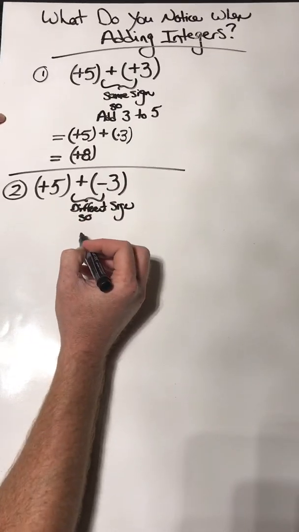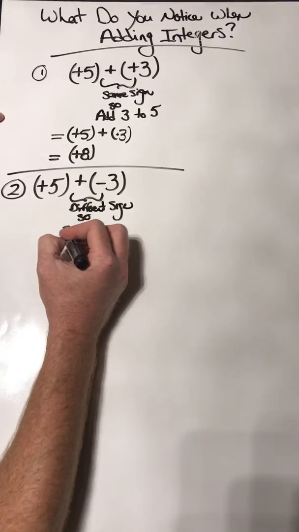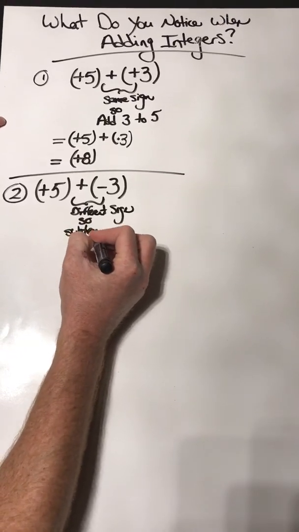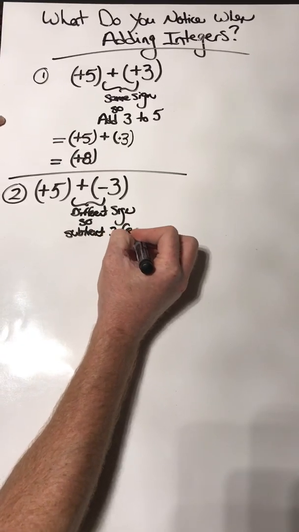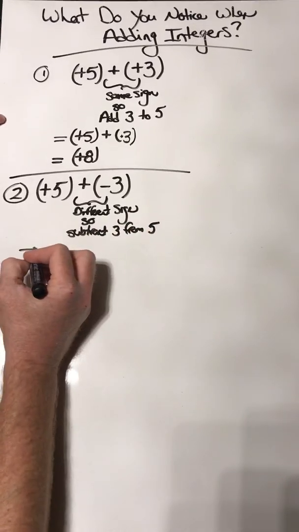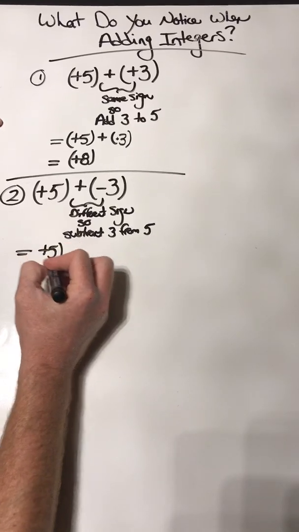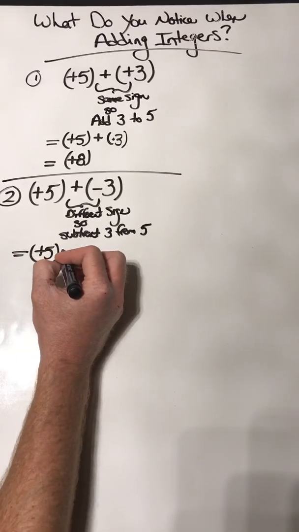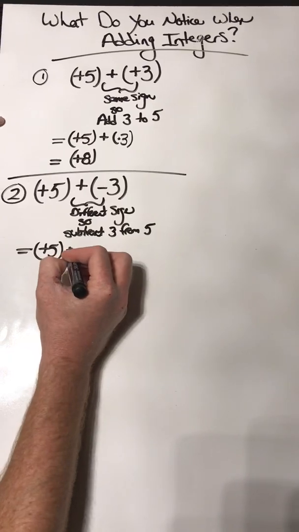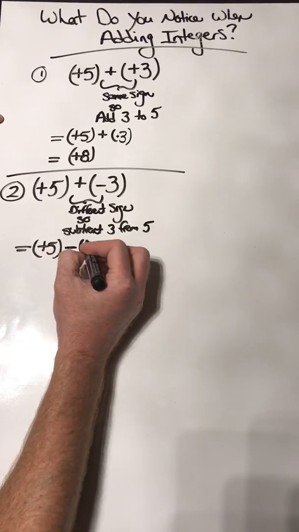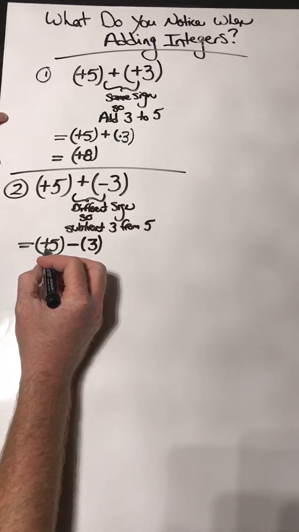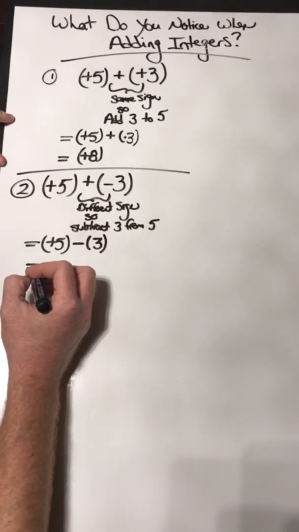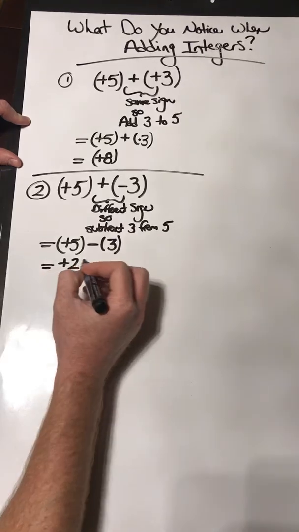So if it's a different sign, we are going to subtract 3 from 5. So we can rewrite this as positive 5 subtract, and then we just write in the integer number 3 here. So positive 5 subtract 3 is equal to positive 2.